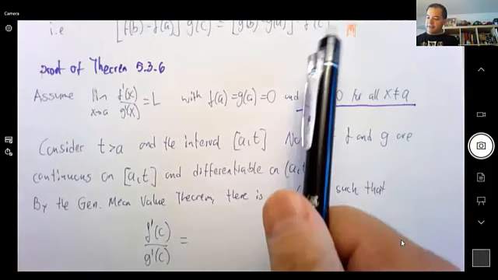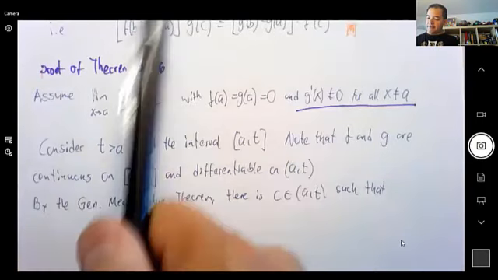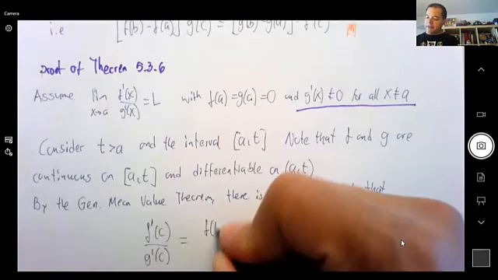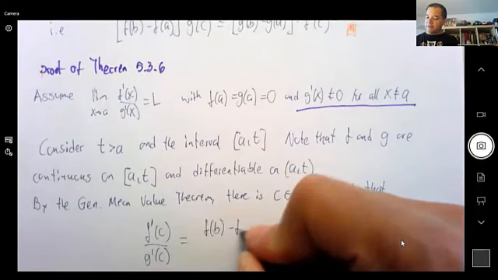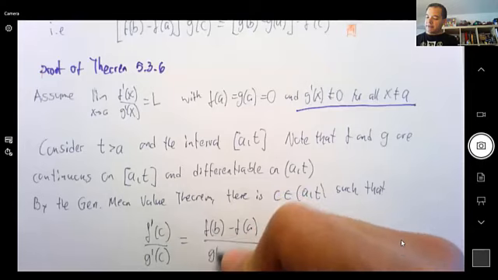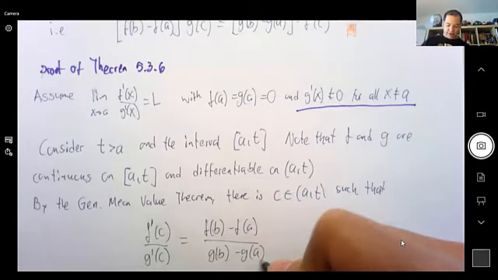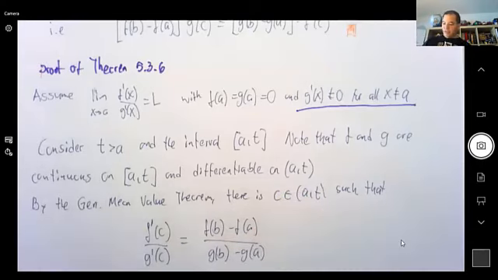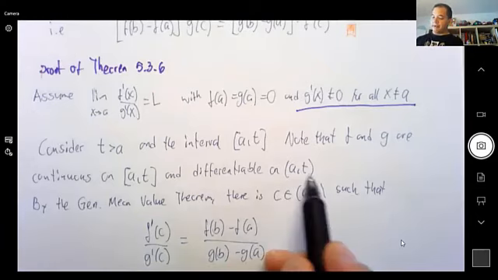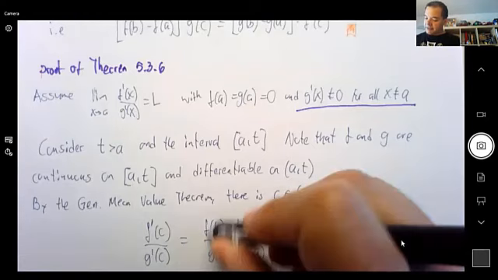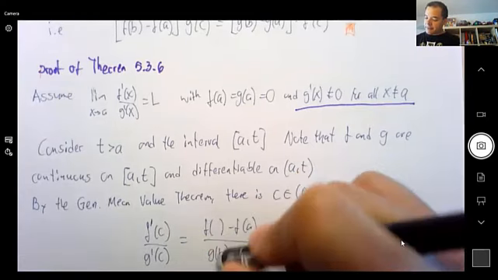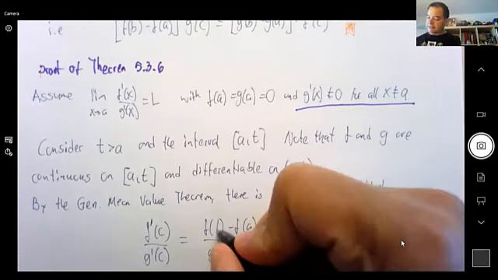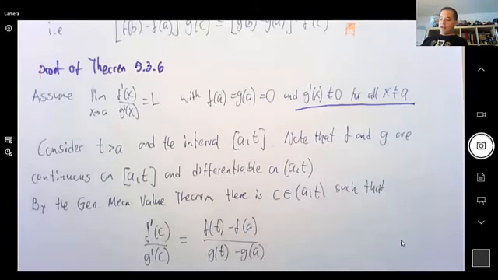So this divided by that is the same as f of b minus f of a over g of b minus g of a. All right. Not b. We're not doing the interval ab, right? It was supposed to be t. T over here. My bad. Right? Well, moving along, what else do we know?